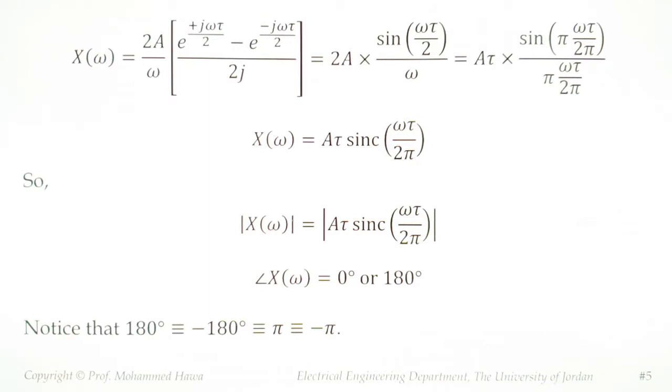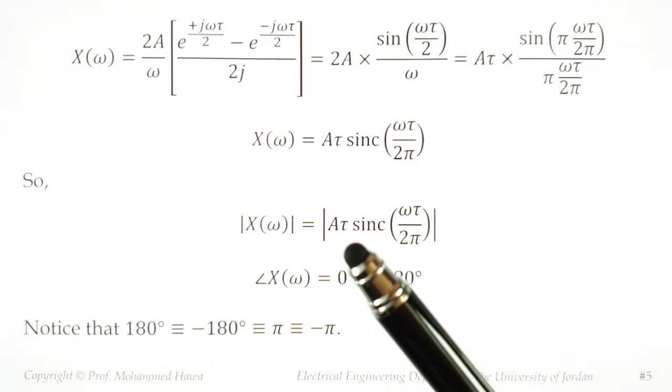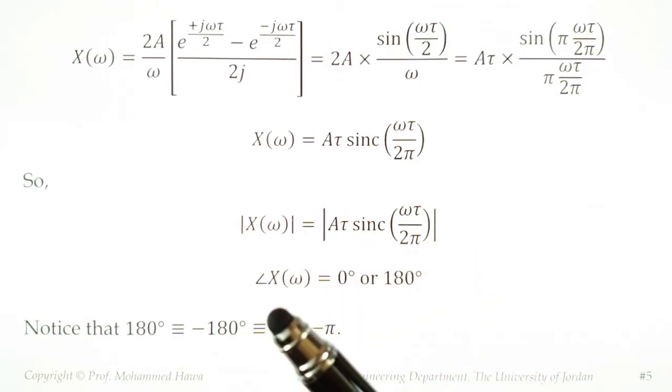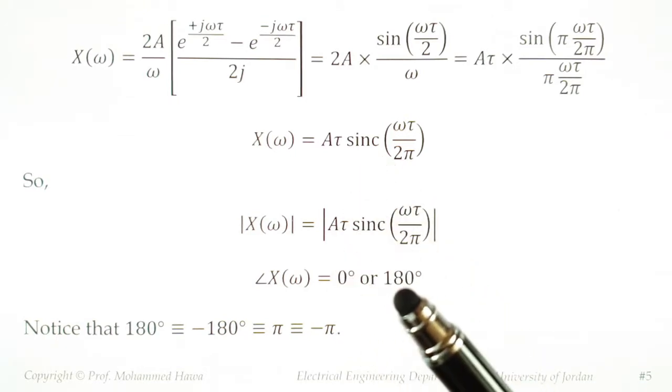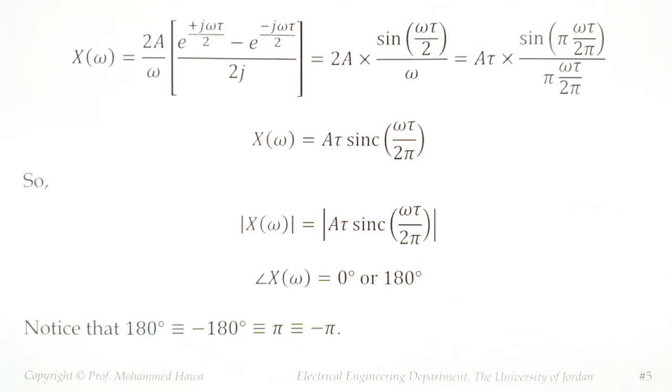Please notice that the sinc is a real number that could be positive or negative, but it is a special case of a complex number. So you can calculate the magnitude of x of omega, which is the absolute value of a tau sinc omega tau over 2 pi, and the phase of x of omega, which is 0 degrees if the sinc is positive, or 180 degrees or pi if the sinc is negative. This is the right answer for the magnitude of this complex number and the phase of this complex number.